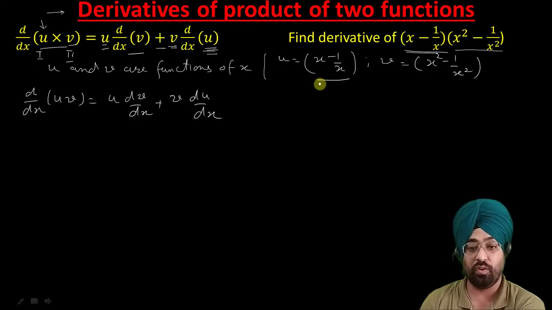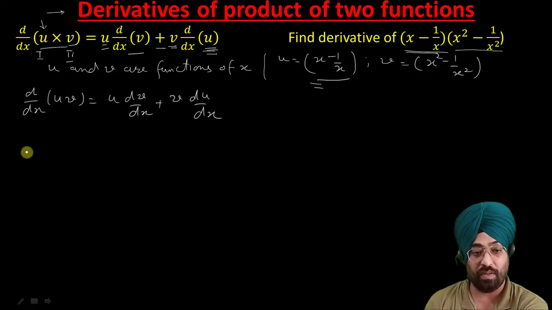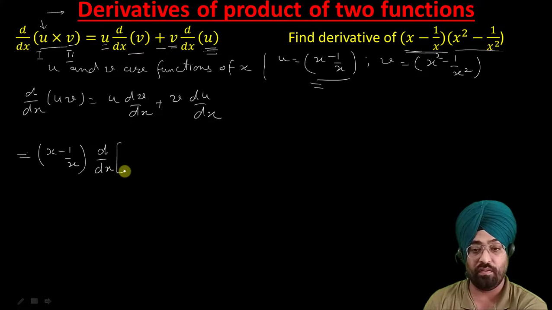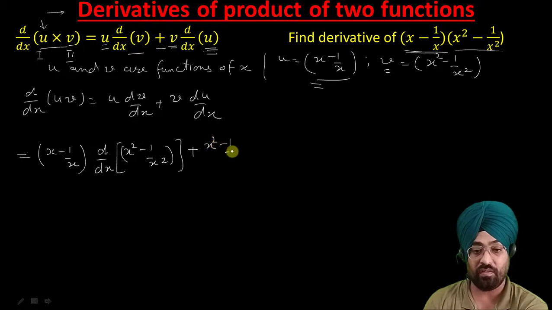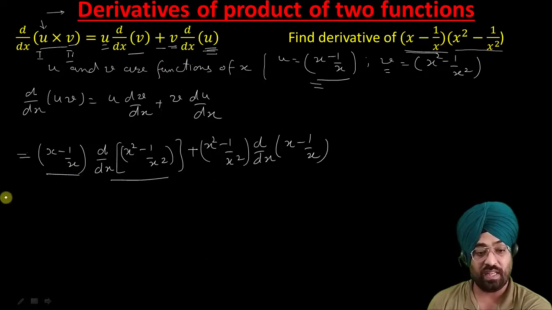Now applying this formula, u as it is, I will write here, u as it is, x minus 1 by x, this is the whole u, then the derivative dy by dx of your v, x square minus 1 by x square, it's a derivative, then plus v as it is, x square minus 1 by x square as it is, derivative of u, derivative of x minus 1 by x. Now let us find its derivative. So it remains as it is, x minus 1 by x.